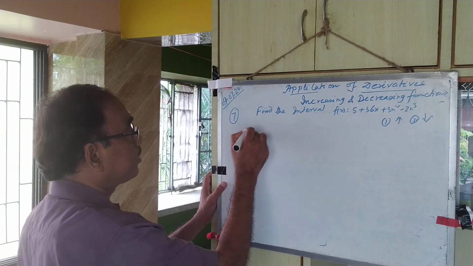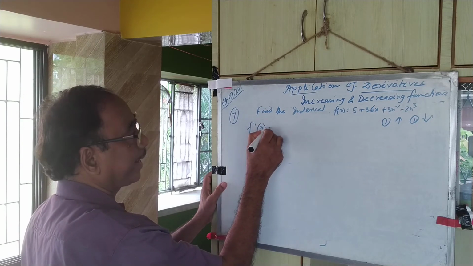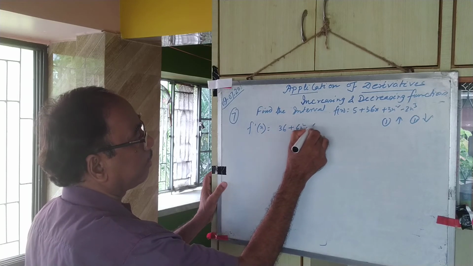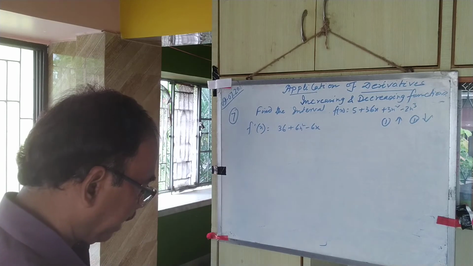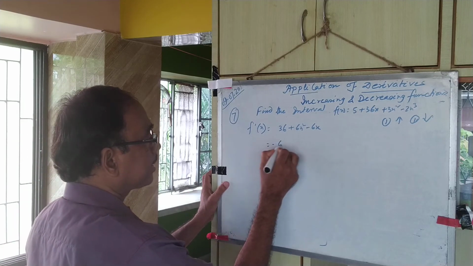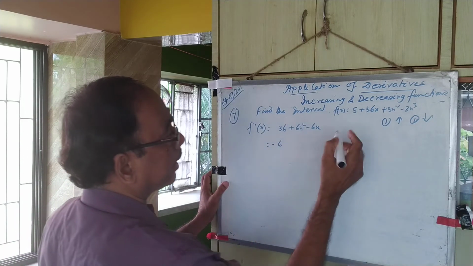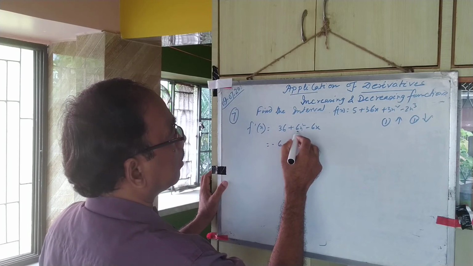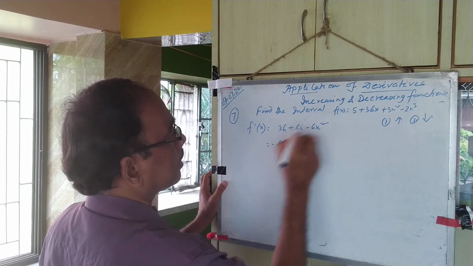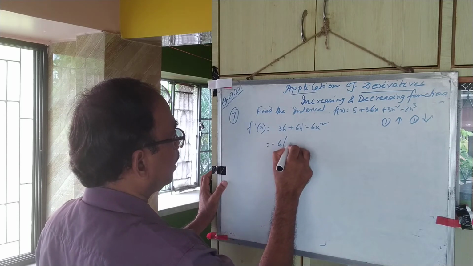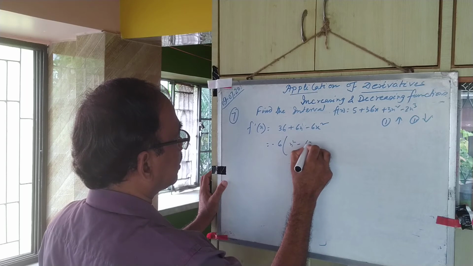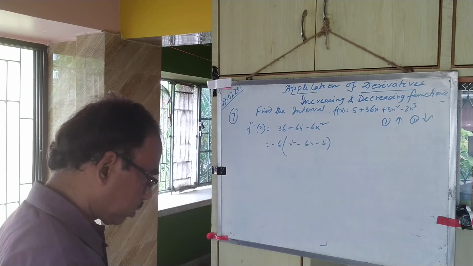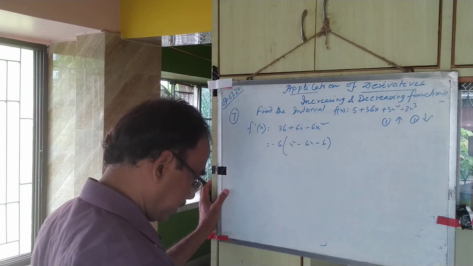First of all, here f(x) is this, therefore f dash x equals 36 plus 6x minus 6x square. Minus 6 is common, so x square minus x minus 6.